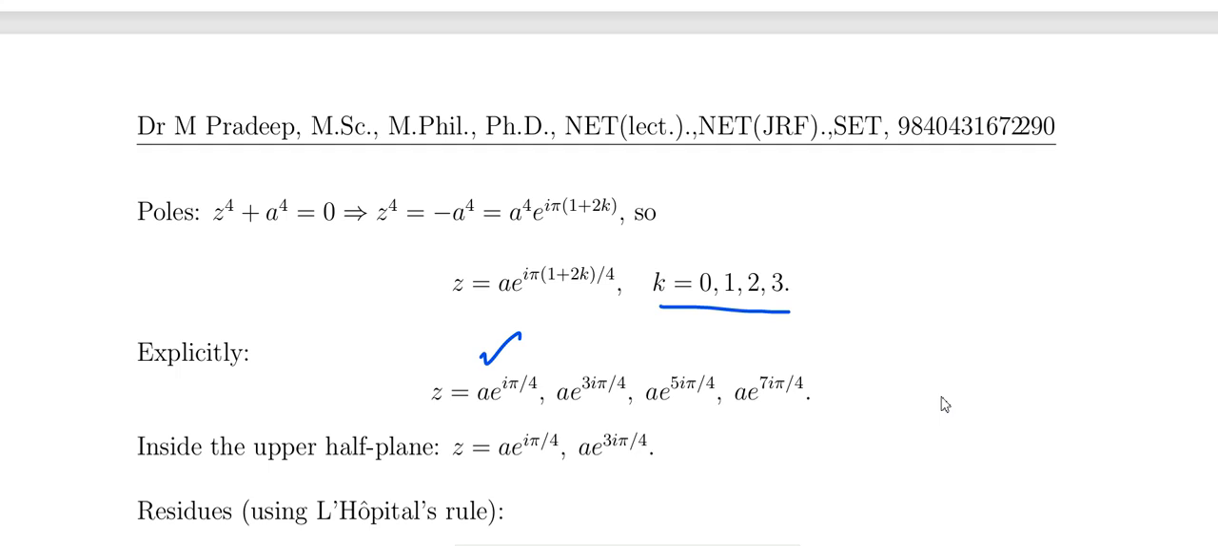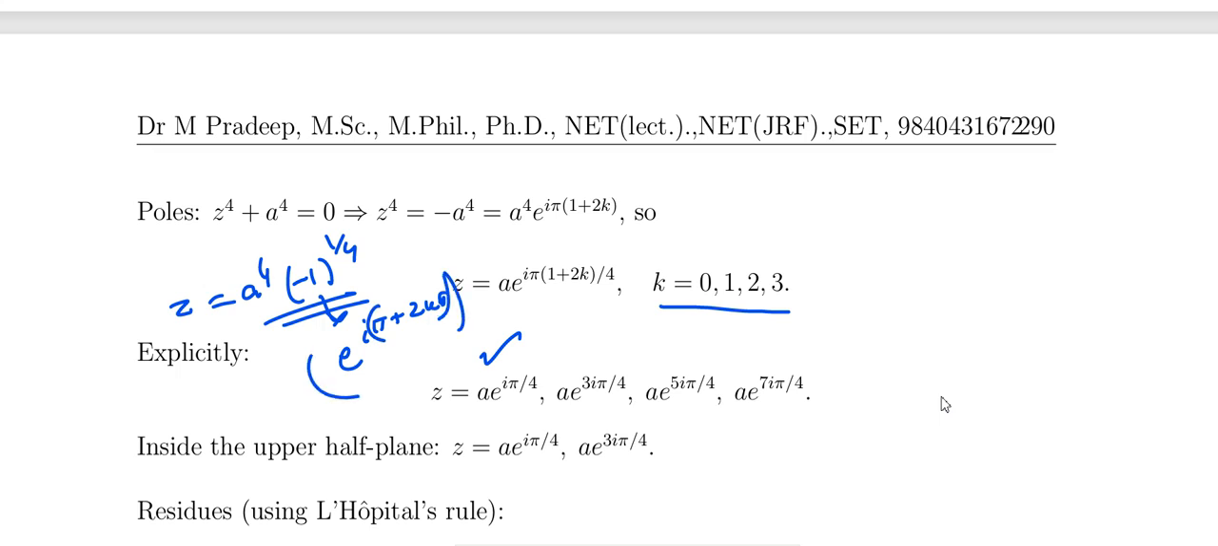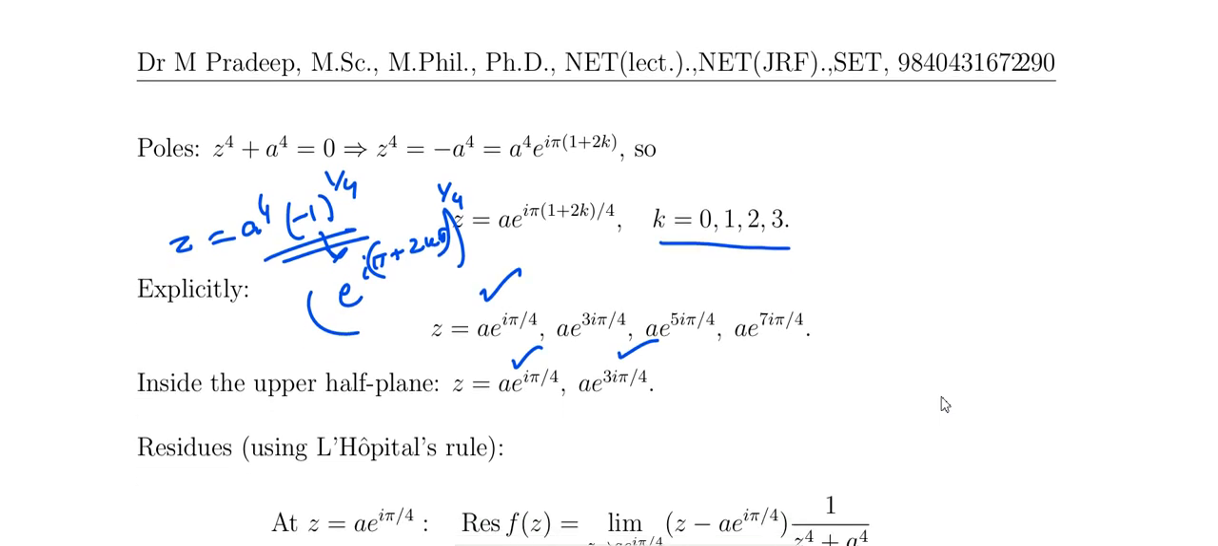So that is the fourth root of the value. So minus a power 4, z equal to a power 4 into minus 1 whole power 1 by 4. The minus 1 in polar form is e power i pi, that is cos pi plus i sin pi. Then we can add the 2k pi, whole power 1 by 4. That is the idea. So k equal to 0, 1, 2, 3. Of these, the ones that lie inside the upper half plane are a e power i pi by 4 and a e power 3i pi by 4. These lie inside.